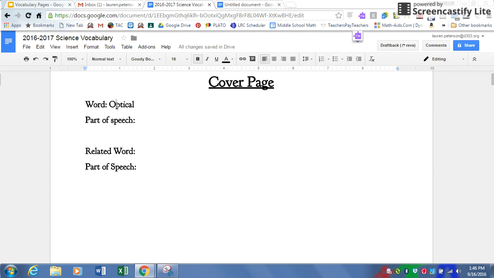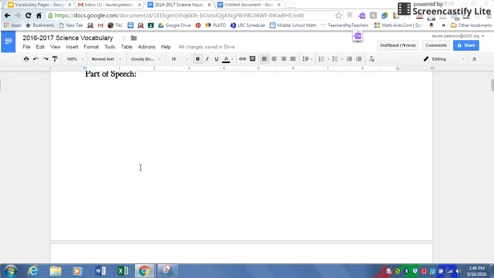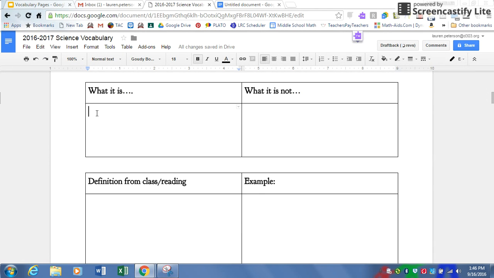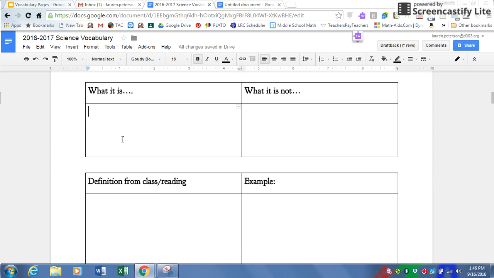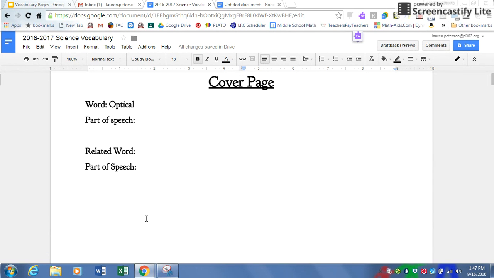So here's the word. The word is optical. Your son or daughter would need to look up the part of speech in a dictionary or an online dictionary. They need to find a related word and what part of speech that related word comes from. Then they would scroll down. They would explain what this word optical is, what it is not, the definition from class, and an example or examples. Okay, then the last step for this first word, optical, would be to come back and add some pictures in the bottom of the page.